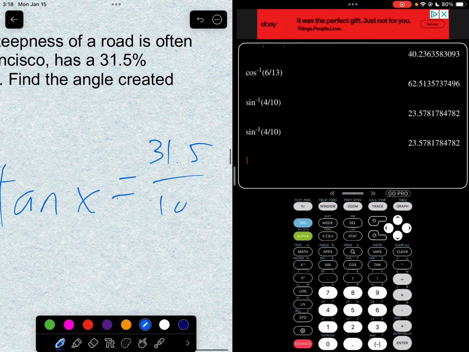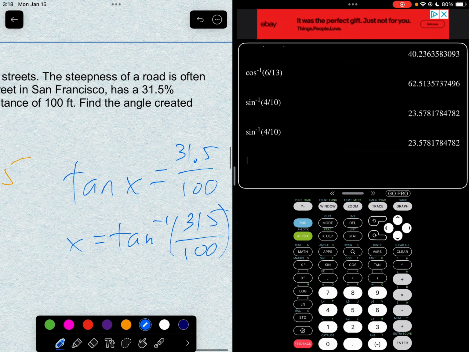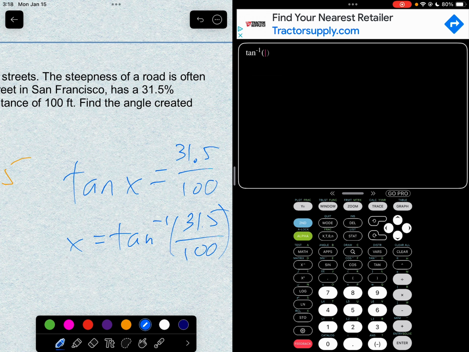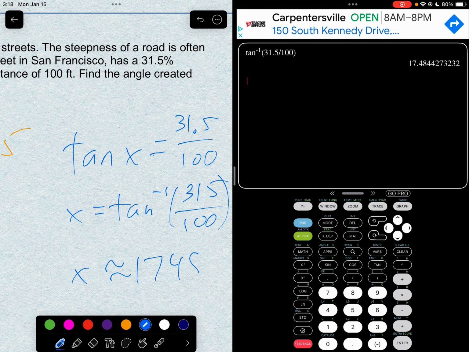31.5 over 100. And because we're looking for an angle, we're going to use inverse. So x equals tangent inverse 31.5 over 100. So on our calculator, second tangent inverse equals 31.5 over 100. And our angle will equal 17.48 degrees.